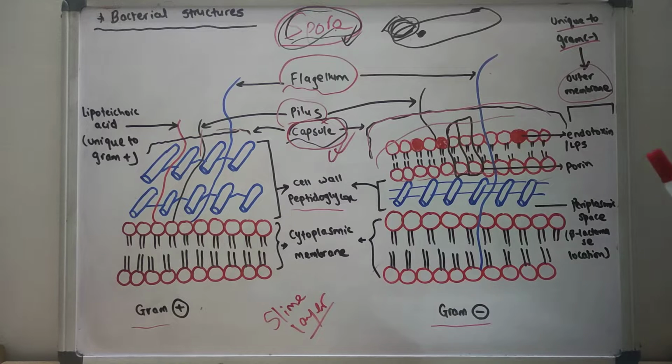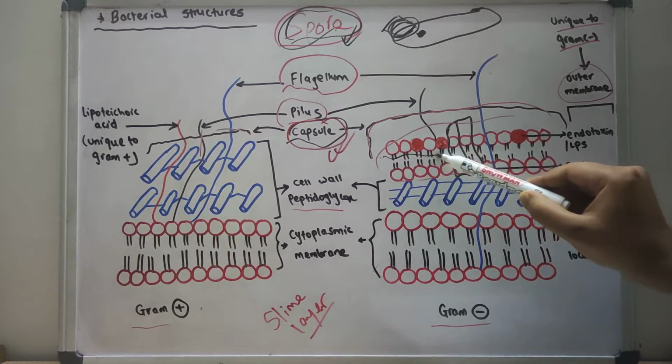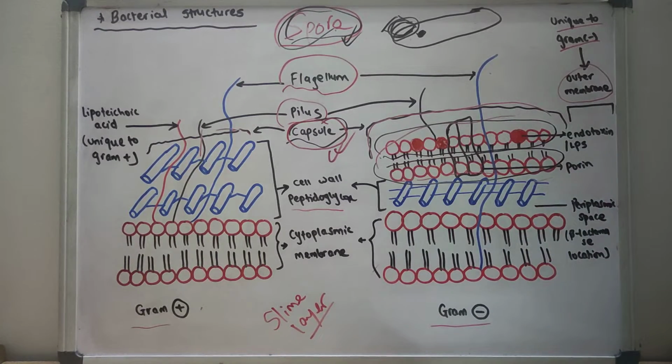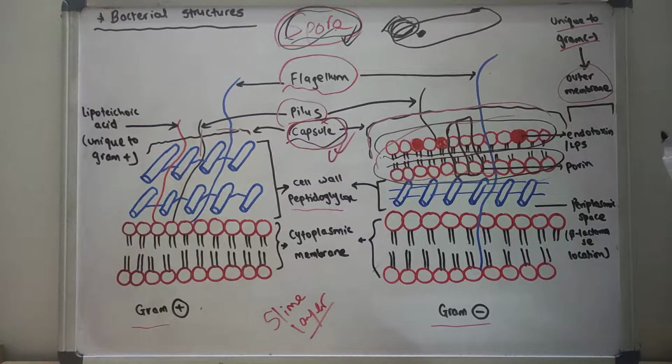So the outer membrane has two parts, the outer leaflet and the inner leaflet. This whole portion is the outer leaflet, and this is the inner leaflet of the gram-negative bacteria. The outer leaflet contains the endotoxin, or lipopolysaccharides, with embedded proteins, porins and other outer membrane proteins. The inner leaflet is phospholipid in the gram-negative bacteria.